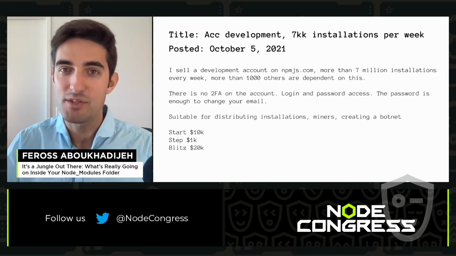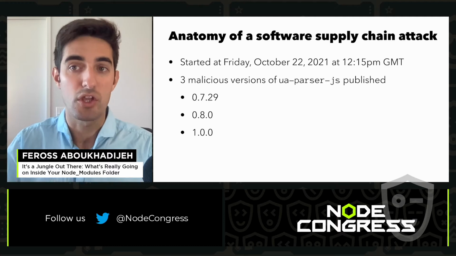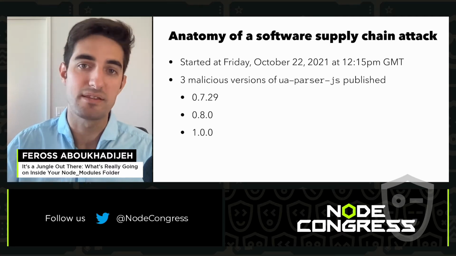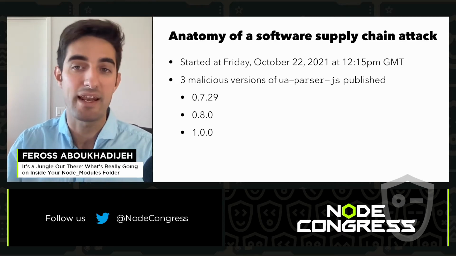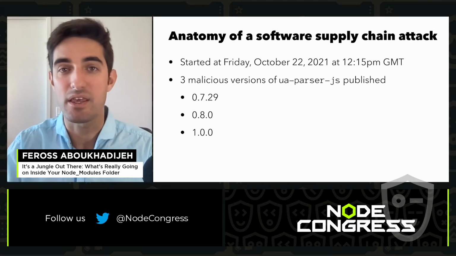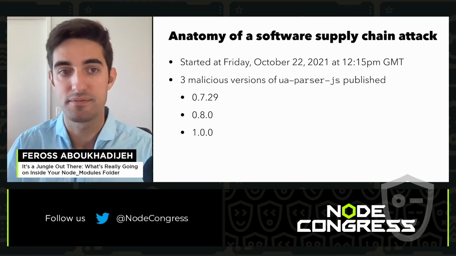Now, this is where the two stories intersect. 2 weeks later, UA-Parser.js was compromised, and 3 malicious versions were published. Malware was added to these packages that would execute immediately whenever anyone installed one of the compromised versions.